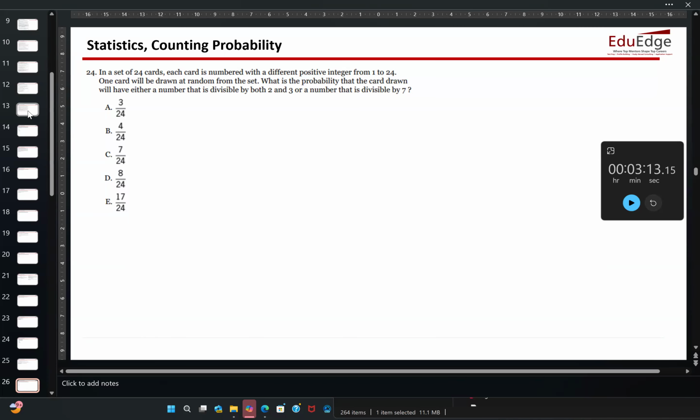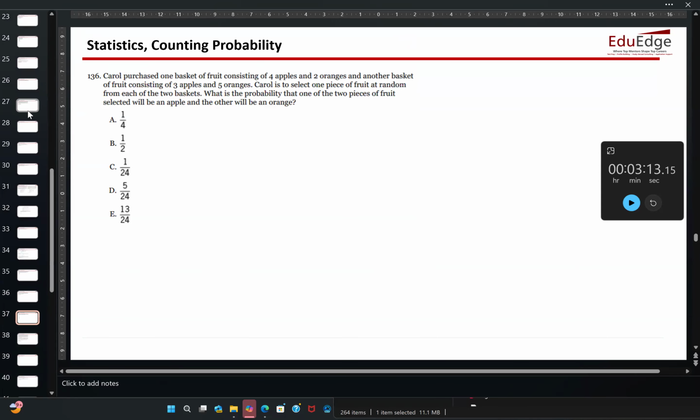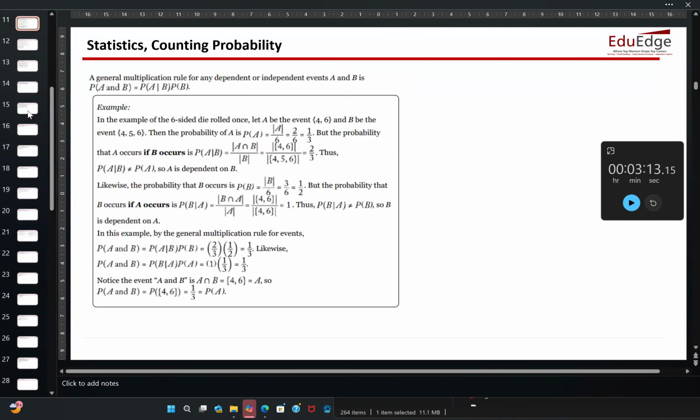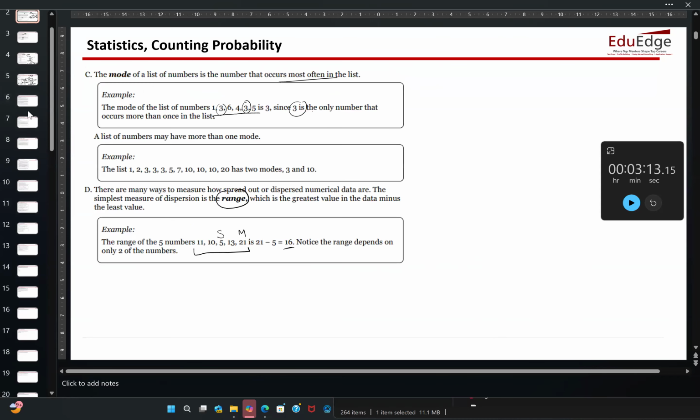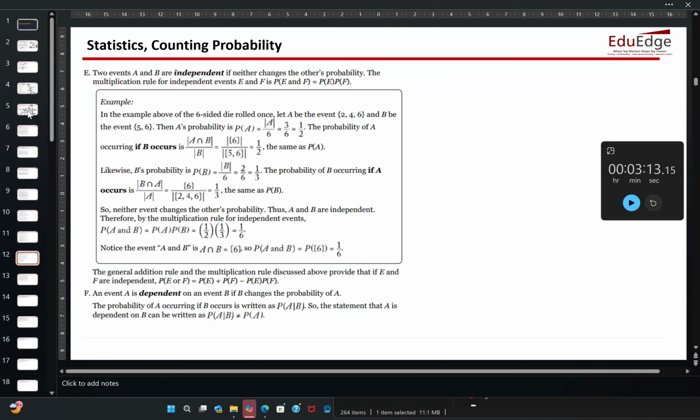There are some counting problems. You leave them for now. Just do stats. Tomorrow we'll do the counting. We'll go through a few basics and some tough problems also in counting I have.